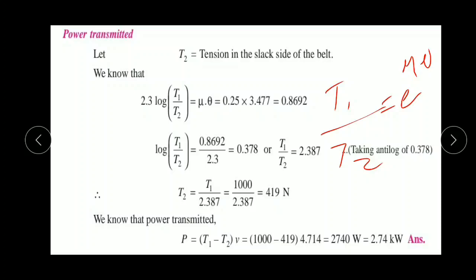Now by using the relation, we may calculate the power transmitted by the belt, P equal to (T1 minus T2) into V. By putting the values of T1, T2 and V, we get power equal to 2740 watt, and by dividing by 1000 we convert this into 2.74 kilowatt. This much power is transmitted by this belt.